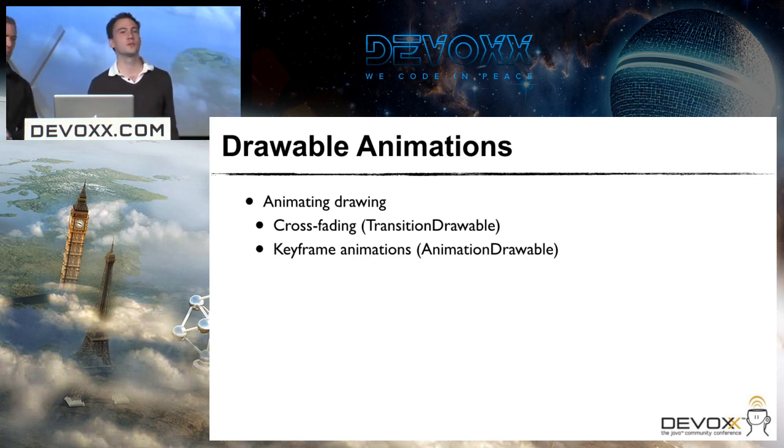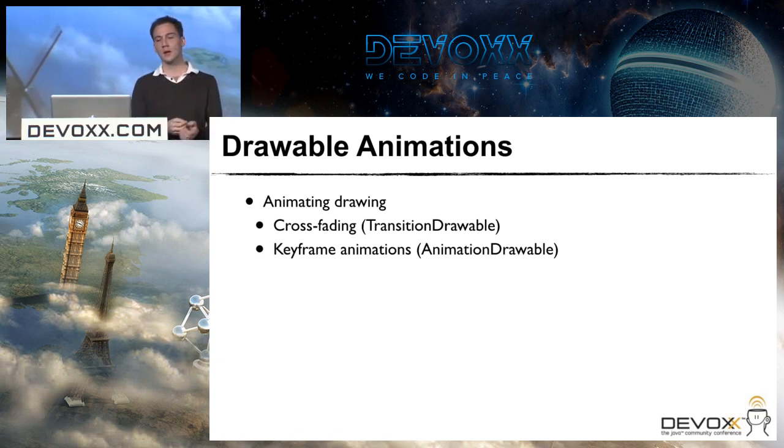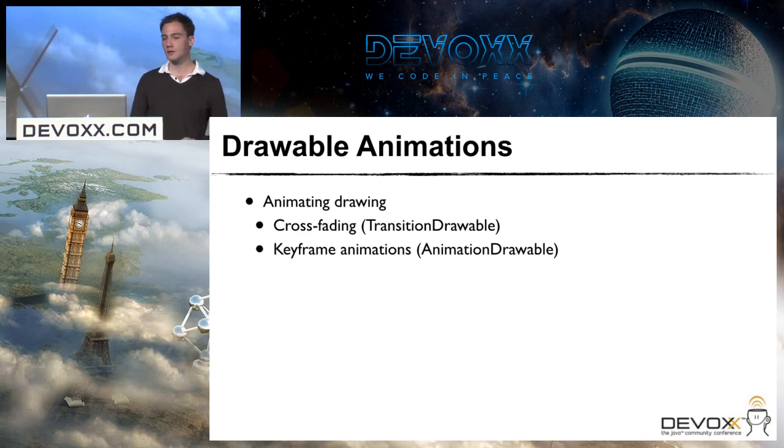Transition drawable, for instance, was used for a long time in Launcher when you picked up a shortcut and moved it over the trash can to delete the shortcut. There was a small animation playing to turn the shortcut red, and to make it look nicer and more natural, we had the transition between the normal shortcut icon and the red version of the icon.